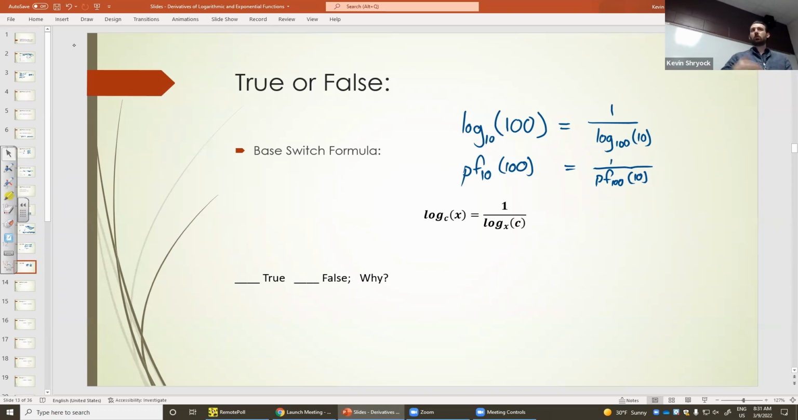Good. Two magnitudes of 10, right? Okay, good. There it is. Do you all see on the bottom, there's half as many zeros, right? Log base 100 of 10 says how many zeros, or how many magnitudes of 100, are in 10? Well, there's half a magnitude because there's half as many zeros.